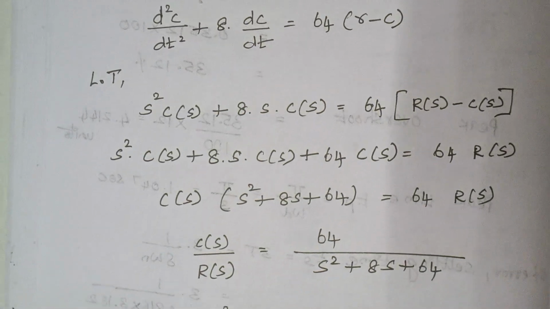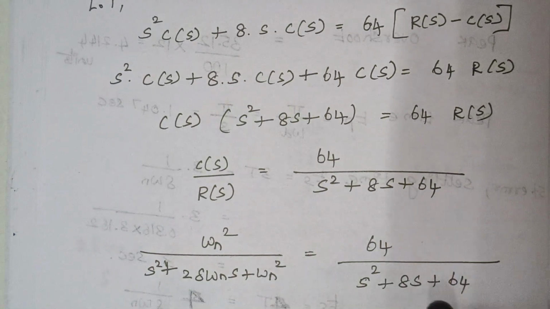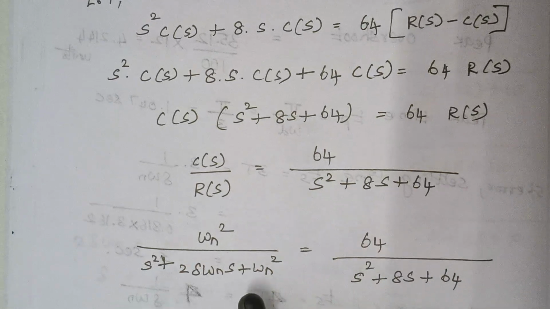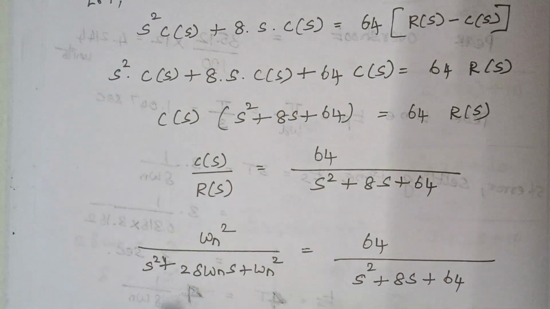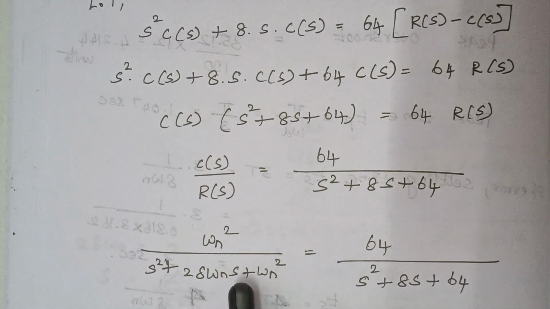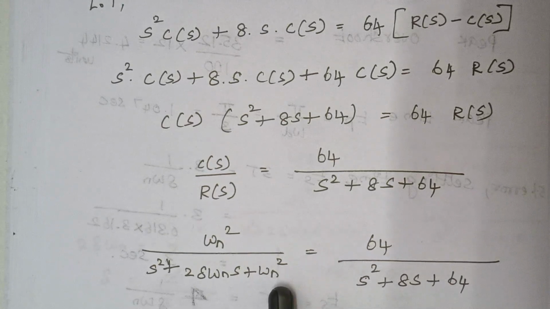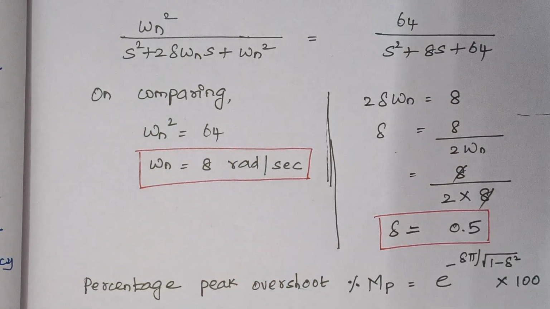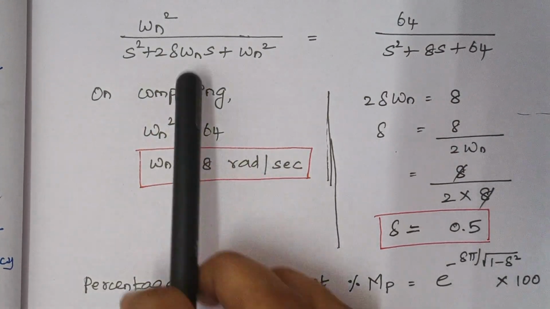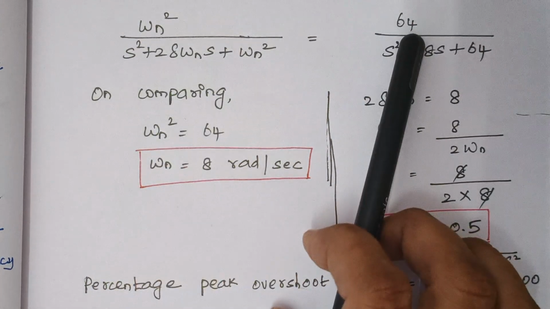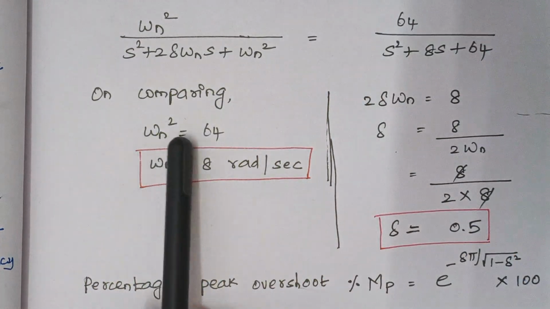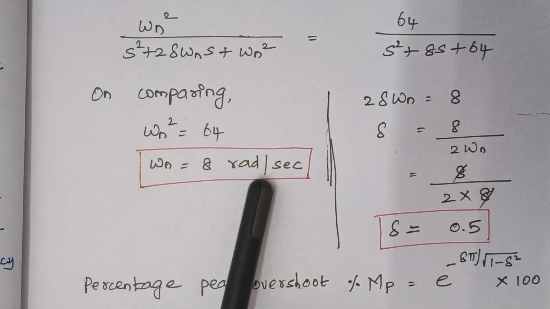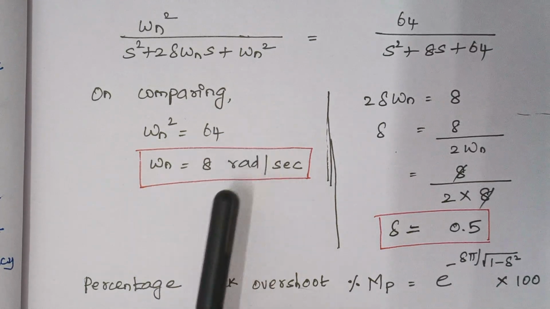So here now I am going to compare this equation with the standard format of a second order equation. So what is the standard format? Omega n square by s square plus 2 zeta omega n s plus omega n square. Now we are going to compare these two terms. On comparing, here in the place of omega n square we are having 64. So omega n square equal to 64, and finally omega n is nothing but 8 radians per second. That is, square root of 64 is 8.